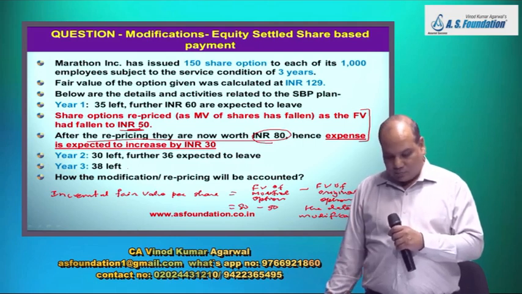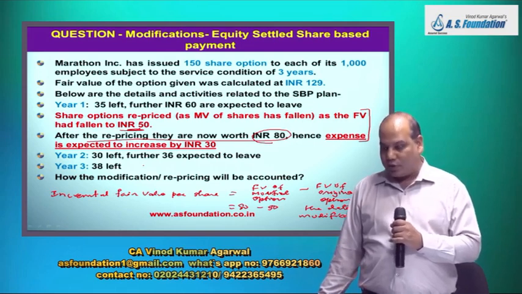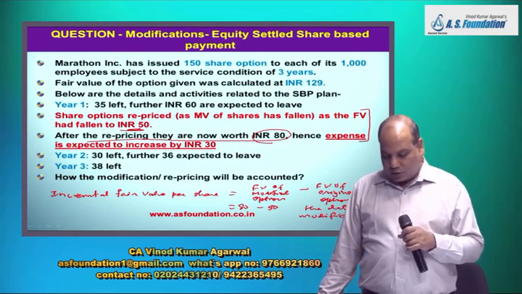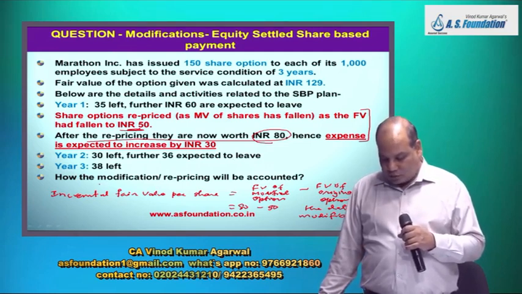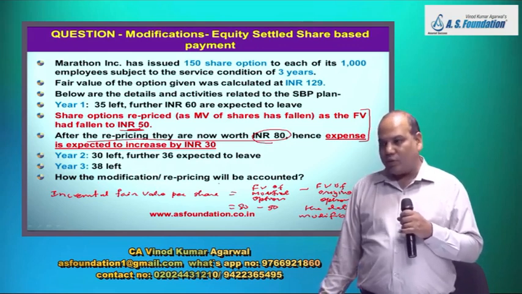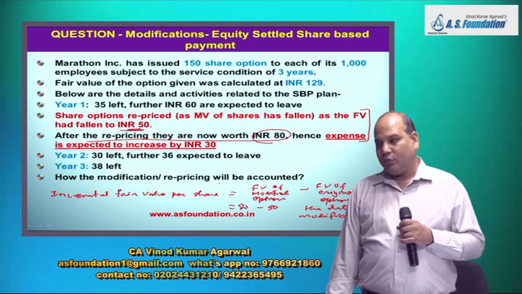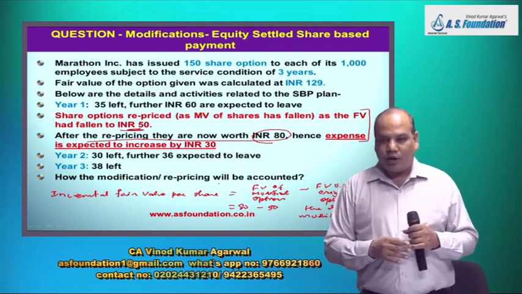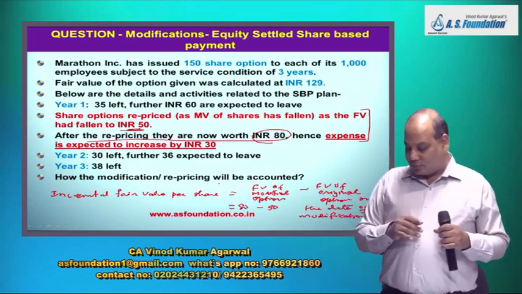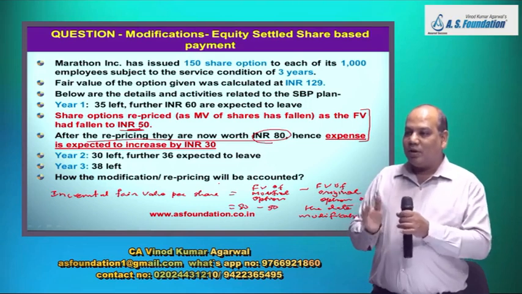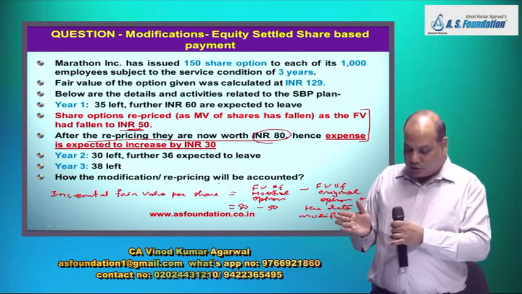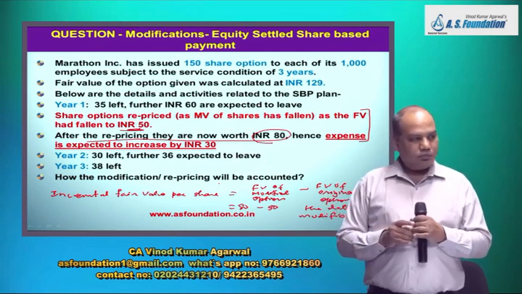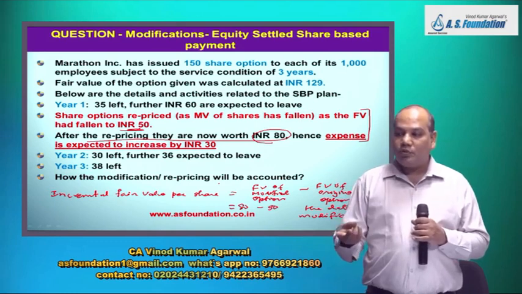Remaining are just your basic information. Year 2, 30 employees left. Further 36 expected to leave. Year 3, 38 left. How will the modification or repricing be accounted for? 129 rupees we will account for each year, so treat it as one problem. 30 rupees you will treat as another problem, but that will be recognized as expense only in the second and third year. Additional expense will be recognized only in the second and third year.